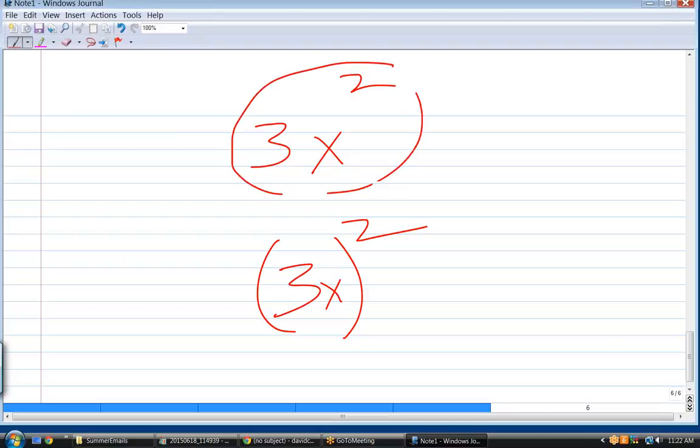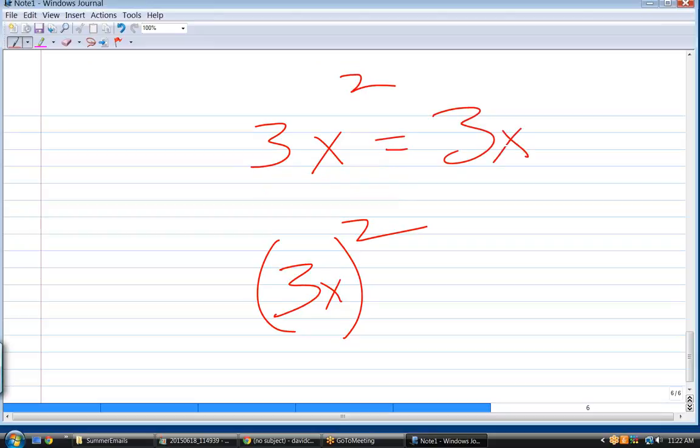In this case here, the 2 does not operate on the 3 because it is not in parentheses. So this would be equal to 3x squared. What's this one equal to? That's 9. In other words, I have to square both the 3 and the x. So I end up with 9x squared.